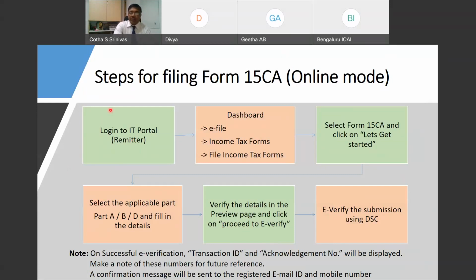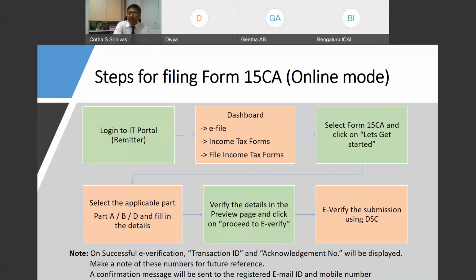So the steps for filing Form 15CA in online mode: log into the IT portal of the remitter, the person who is making this payment. Go to the dashboard, e-file, income tax forms, and file income tax forms. Select Form 15CA and click on let's get started. So we have to get into this filing of income tax forms. Select the applicable part, that is Part A, Part B, Part C or Part D, and fill in the details.